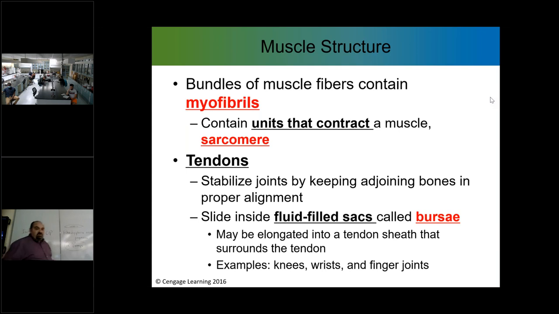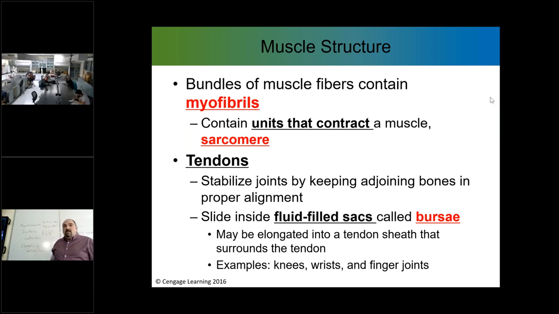And you'll see here that the term sarcomere is really the unit of contraction, made of even smaller structures called myofilaments. These myofilaments are actin and myosin. Actin, thin myofilaments; myosin, thick myofilaments. These structures are microscopic and they contribute to the contraction of skeletal muscle. The myofilaments make up the sarcomere.